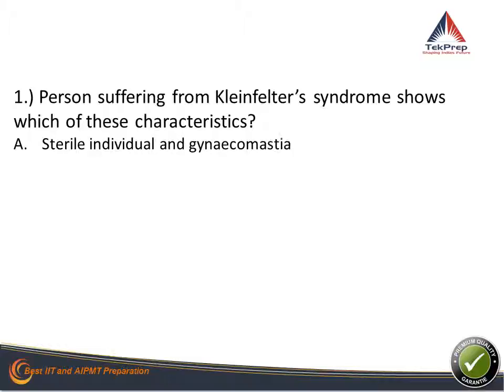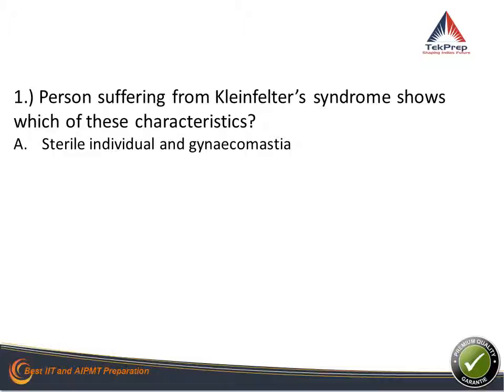The first option is sterile individual and gynecomastia. Sterile individual, as I said, is related to fertility, which means all boys suffering from KS are unable to father a biologically related child without the help of a fertility specialist. And gynecomastia refers to increased breast tissue, which means they display more breast tissue than a male but less than a female. It's not fully developed breast, but less than a female and more than a male.